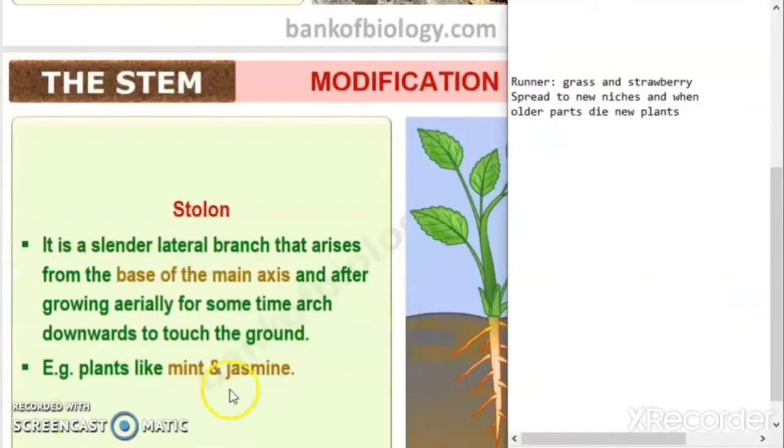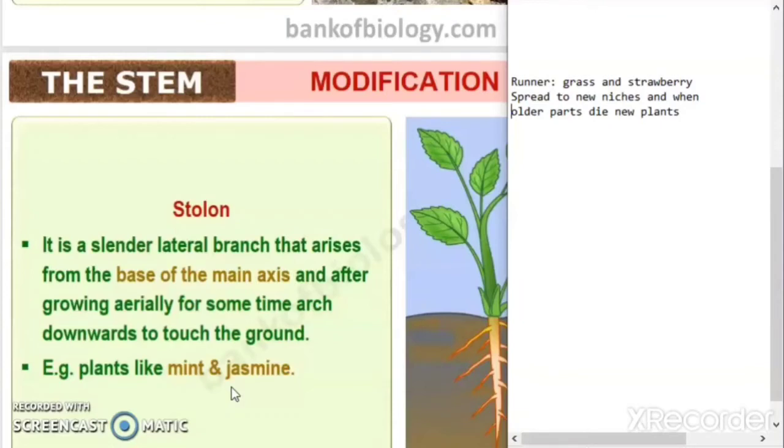So now let us see about the subaerial stems, children. A few of the underground stems just grow as runners or stolons or offsets or suckers. Okay, so you'll learn about runners, stolon, offset and suckers. If you take the case of runners, these are structures seen in grass and strawberries. These grass and strawberries spread out to new niches. It means that their stem will spread out to new niches.